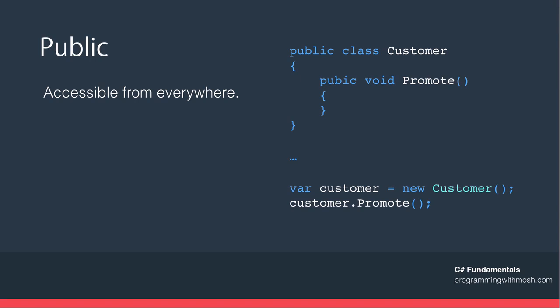A member that is declared with public is accessible from everywhere. So in this example, we have a customer class with a promote method that is declared as public. With that, we can create a customer object somewhere else in the code and call the promote method. The promote method is going to be visible to the outside. That's perfectly fine, because promote should be part of the public interface of the customer class. It's not about implementation. We may want to promote a customer, and that's an expected functionality.